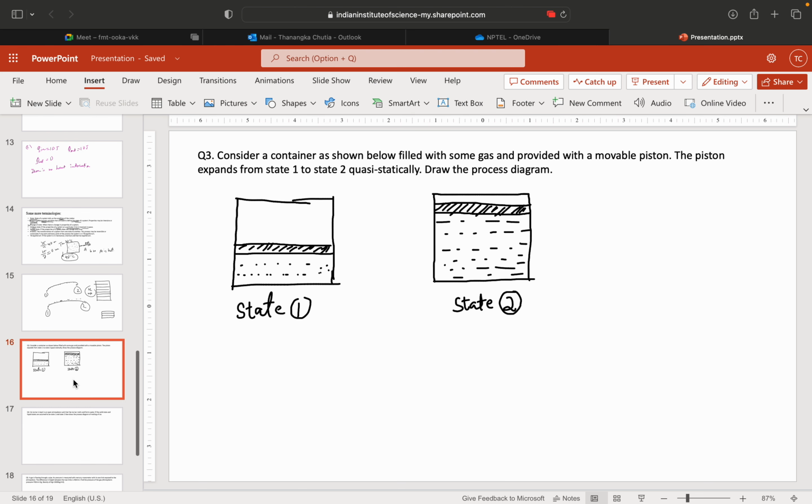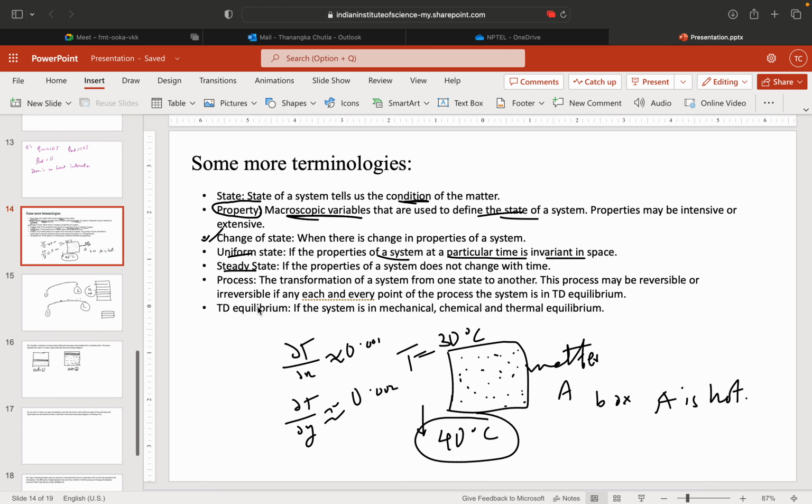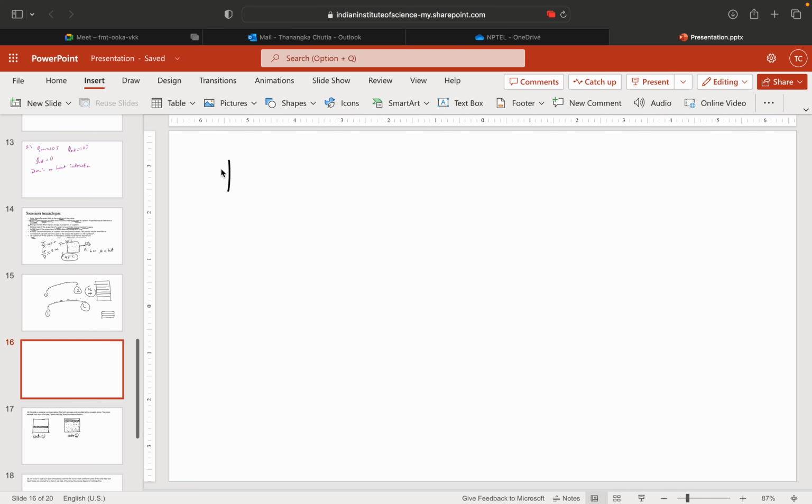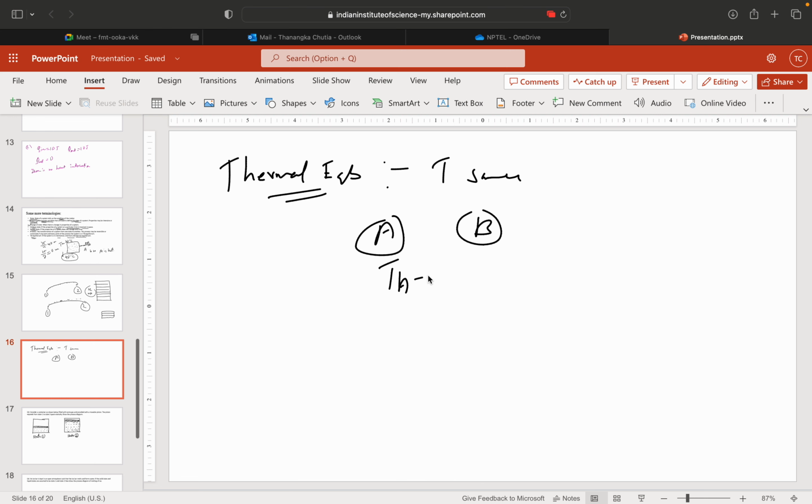Now one more thing I have to tell you. I have mentioned thermodynamic equilibrium. What do you mean by thermodynamic equilibrium? Thermodynamic equilibrium is the combination of mechanical, chemical and thermal equilibrium. So before going to the problem, let us see what thermal equilibrium is. By the name itself, the temperature is the same. If body A has the same temperature as body B, then these two bodies are said to be in thermal equilibrium.